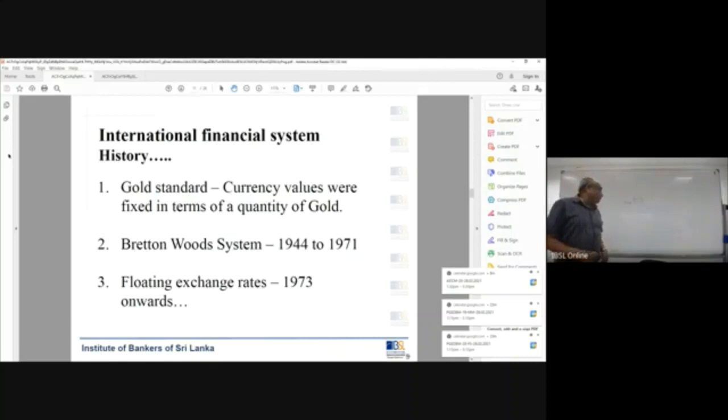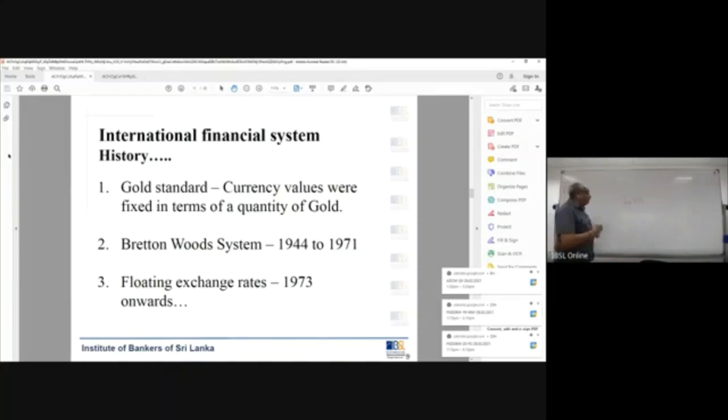Right? Before that, this started with countries like Sri Lanka, UK, Great Britain, then America, which had these gold reserves. That is what decided the exchange rate.